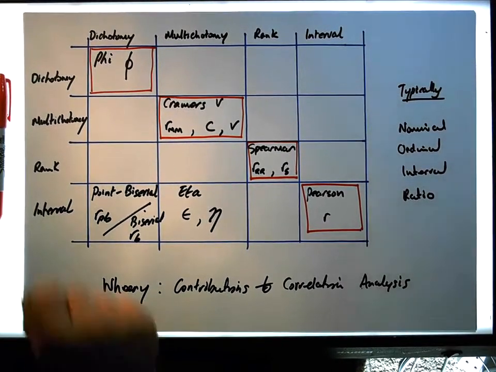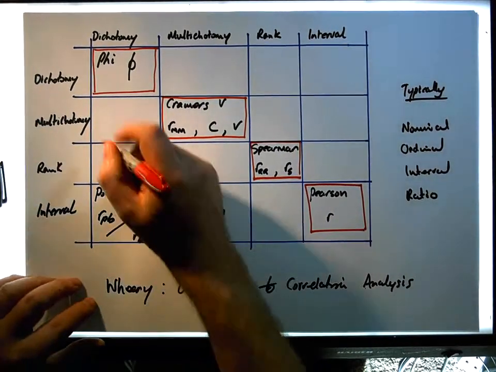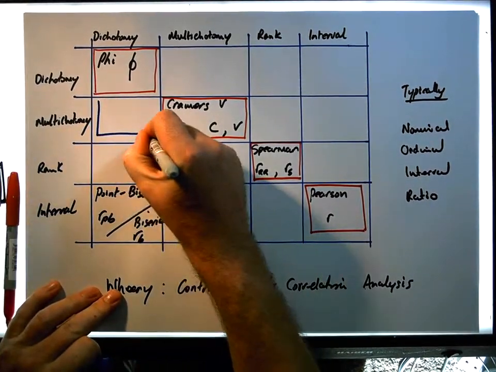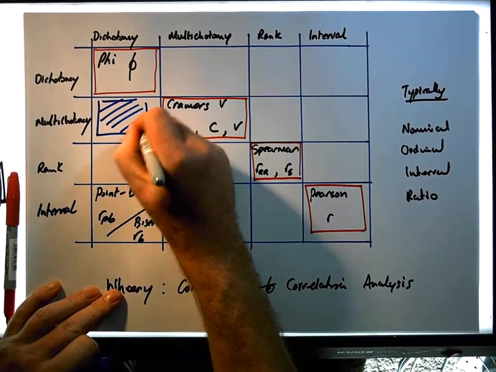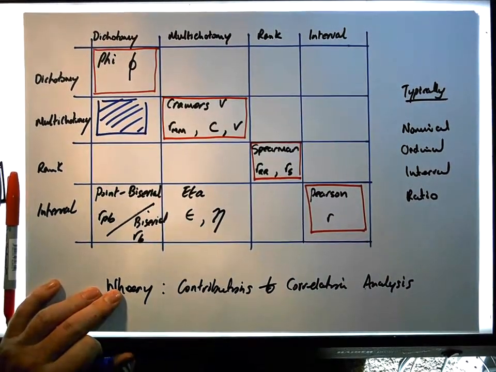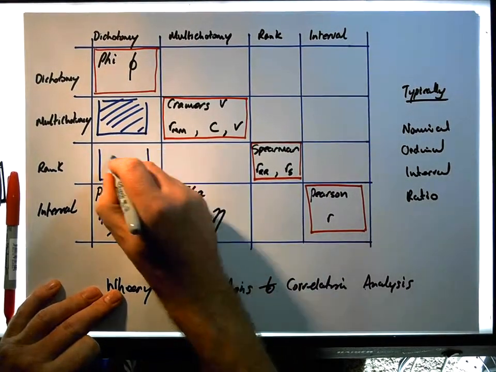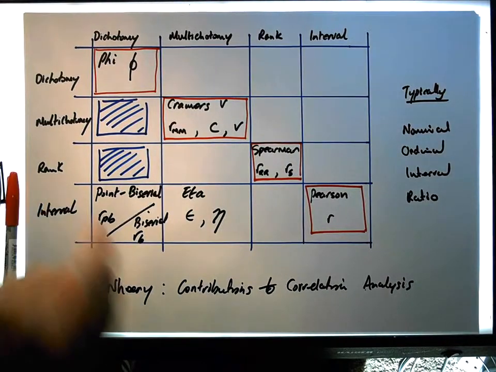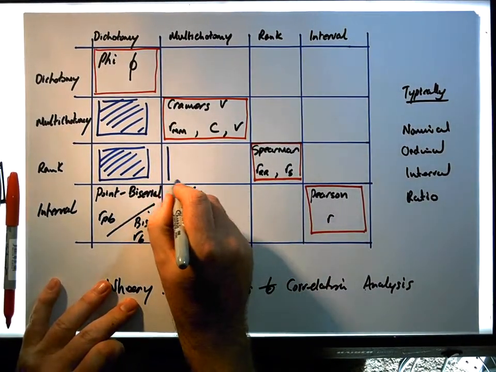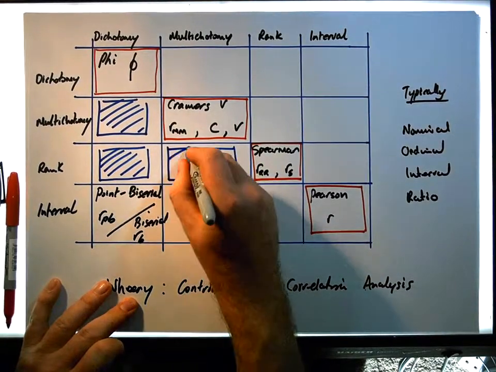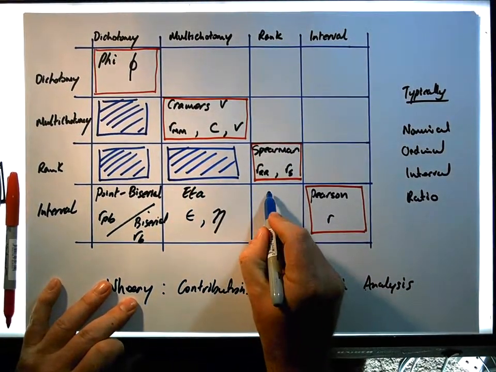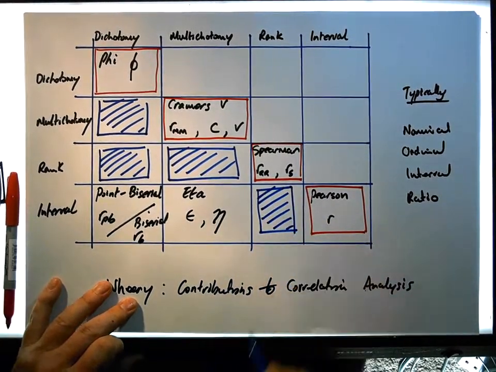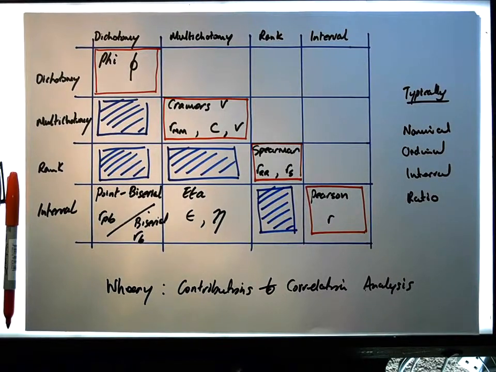Now, you might ask, what about this particular scenario here, where we have a dichotomy along with a multichotomy, or a dichotomy along with a rank, an ordinal variable, or a multichotomy along with a rank, or a rank along with an interval scaled variable? What is the appropriate correlation to use in those cases?